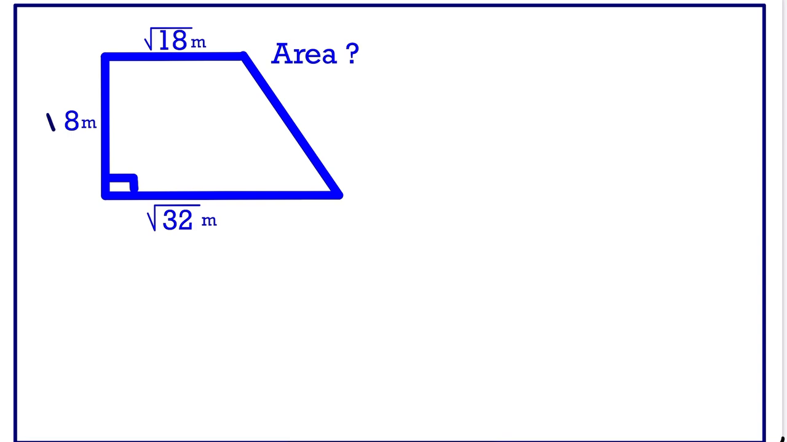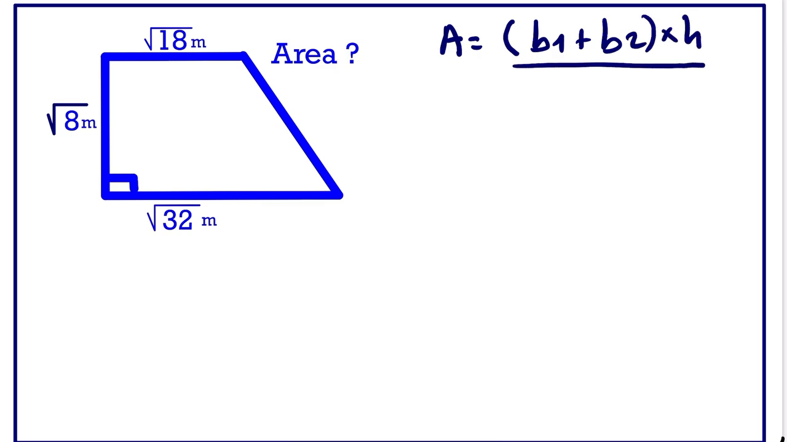The formula of the area of a trapezium is base 1 plus base 2, times the height, all divided by 2. So this is the formula. We can call this base 1, base 2, and here the height. So we can substitute the values.